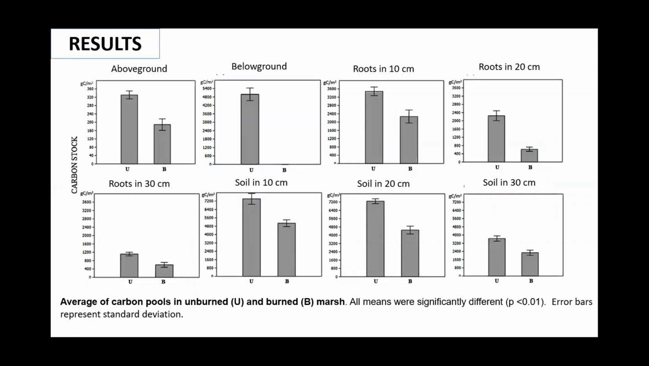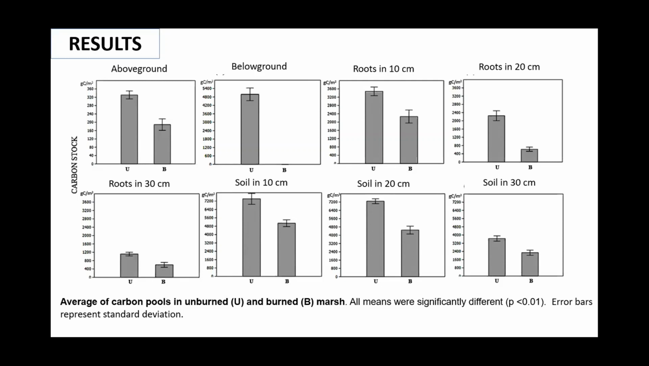So our results. This graph shows the average of carbon pools in unburned and burned marsh. We have the aboveground and belowground pools, and we also separated the roots and the soils into 10 centimeter intervals. From this graph, as you can see, all the unburned areas are higher. And as I mentioned, we didn't find any litter in the unburned area, because we did this field work about 1 year after the disturbance.